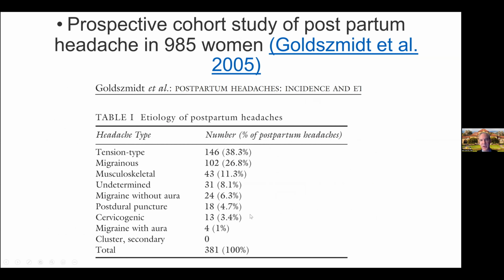This was a study published by Goldsmith, a prospective cohort study of post-puncture headache in 985 women. And what they identified is that when they looked at these nearly 1,000 women postpartum, something like 381 had postpartum headaches. They then decided to break them down based on what kind of headaches they were. And you can see that the vast majority of these headaches are tension type or migrainous or musculoskeletal.